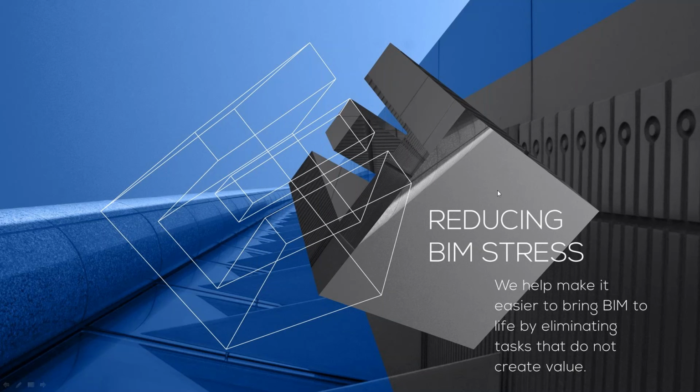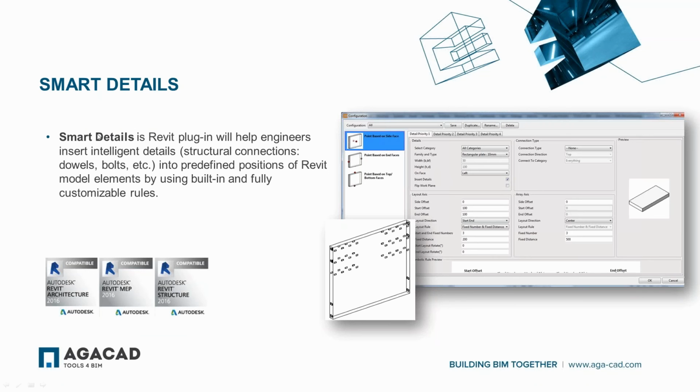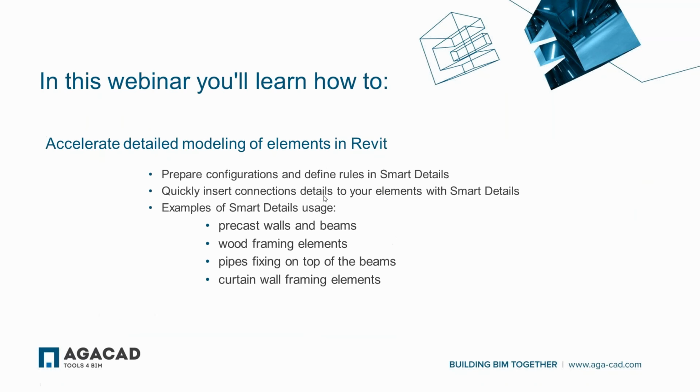And today I will talk about Smart Details, the Revit plugin, which inserts details according to the rules defined in the tool configuration window. So we can insert cuts, voids, and details using this tool. And you'll learn how to prepare configurations and define rules. So I will explain a bit about the configuration window, and you will see how these details are inserted, and I will just run through the examples.